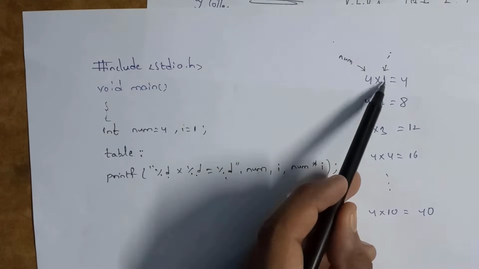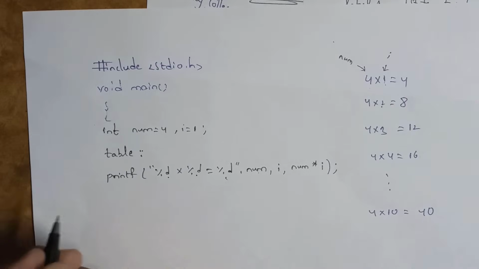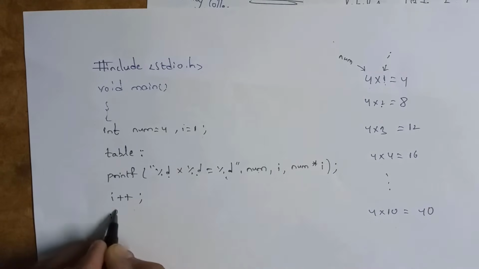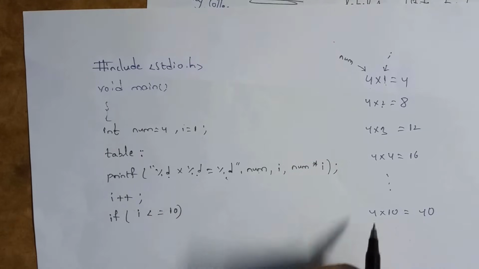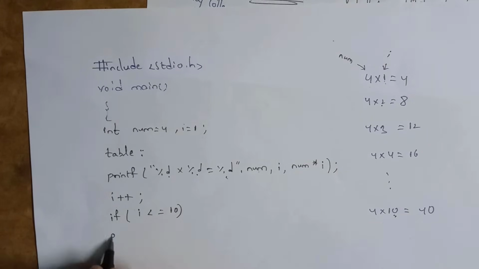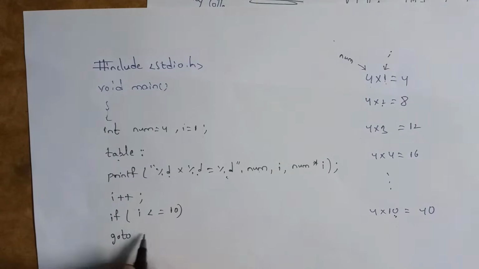So here we keep on incrementing the i value like 1, 2, 3, 4 up to 10. So here you need to write i++. Now give a condition. Here you want to print the 4 table up to 4 * 10 = 40. So you need to give the condition: if i value is less than or equal to 10, that is up to 4 * 10, go to table. Here I gave the label name as table, so you need to write goto table; semicolon.